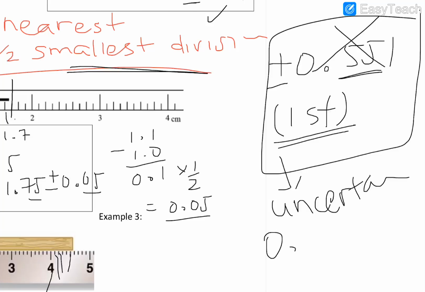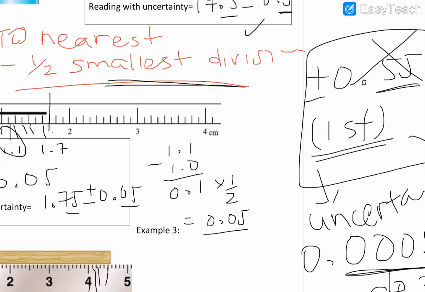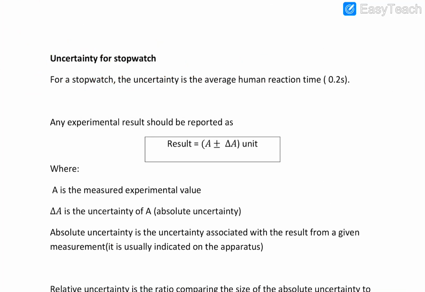It could be 0.0005. This is still okay. Whatever the number of dp, like I said, doesn't matter, but it should be to 1SF. Okay, so let's move on to the next part now in the next video.